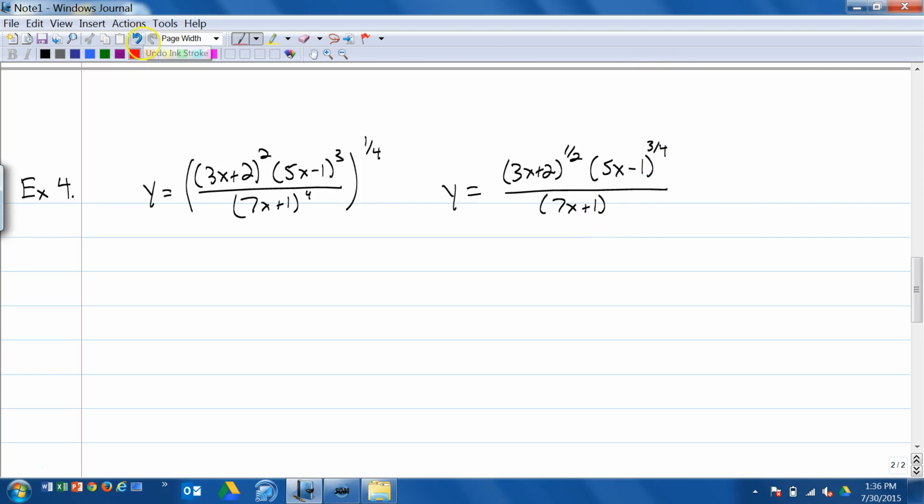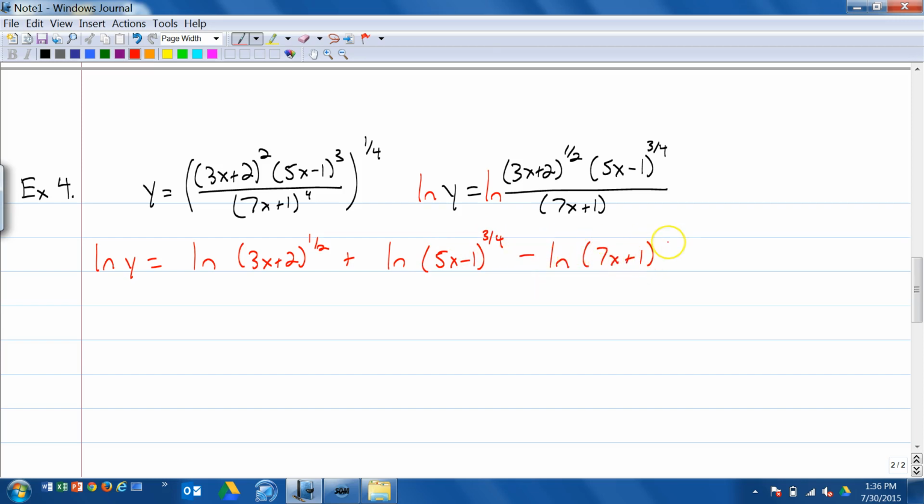Alright, so now before we take the derivative, we're going to natural log both sides. And here's why we do that. We can now rewrite this as the natural log of y equals, remember when you have pieces multiplied, you can split them apart by addition, and then the last piece would be subtraction. So this becomes the natural log of 3x plus 2 to the 1/2 plus the natural log of 5x minus 1 to the 3/4 minus the natural log of 7x plus 1.